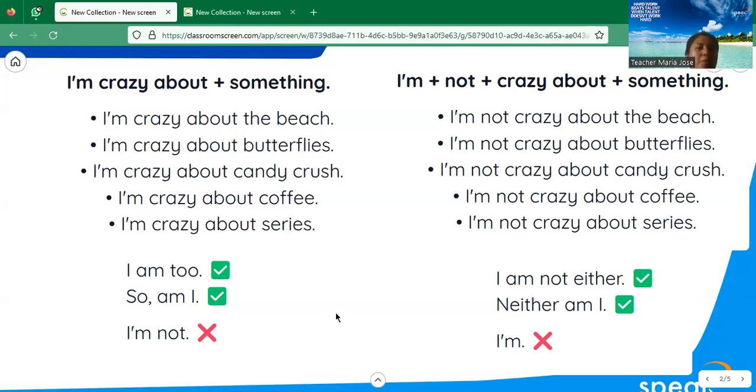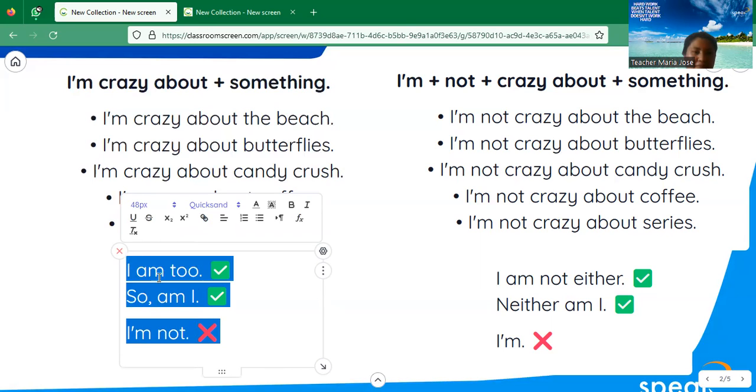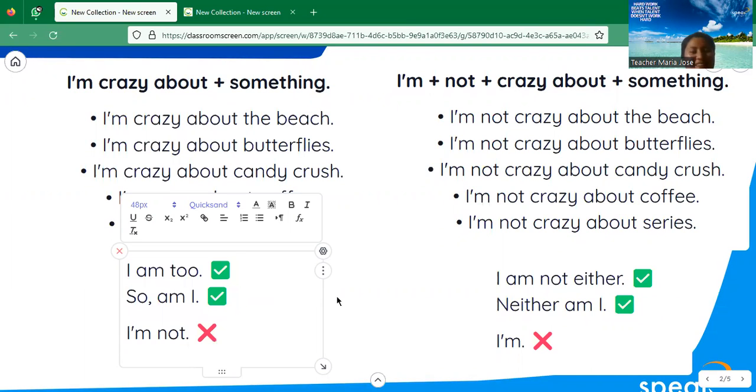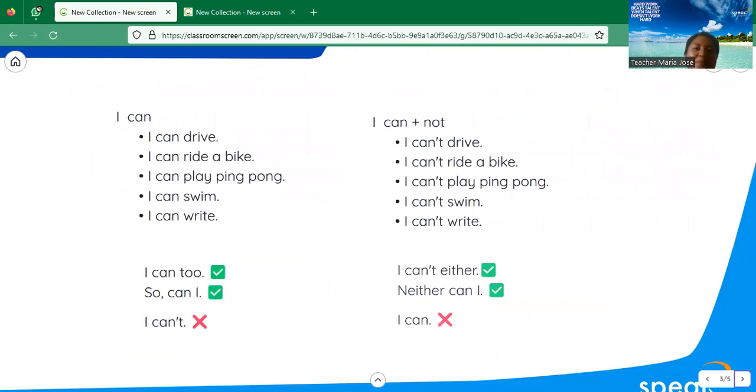So Francisco is crazy about a beer. What about you? She is crazy too. She wants to. I am not. I'm not. Okay, she's not. All right, excellent. Let's continue with another one.